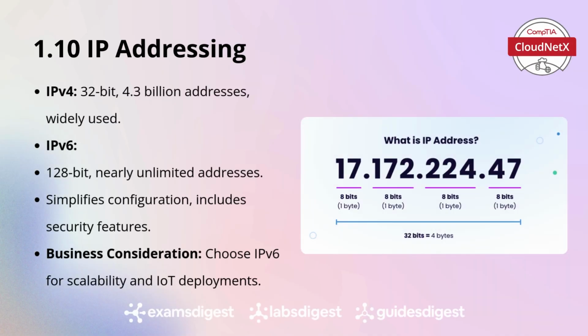Now, let's dive into IP addressing, which is fundamental to network design. Every device needs an IP address to communicate, and we use either IPv4 or IPv6. IPv4, with its 32-bit addresses, is still widely used but has limitations in available addresses. That's where IPv6 comes in. With a 128-bit address space, IPv6 can support a nearly unlimited number of devices.